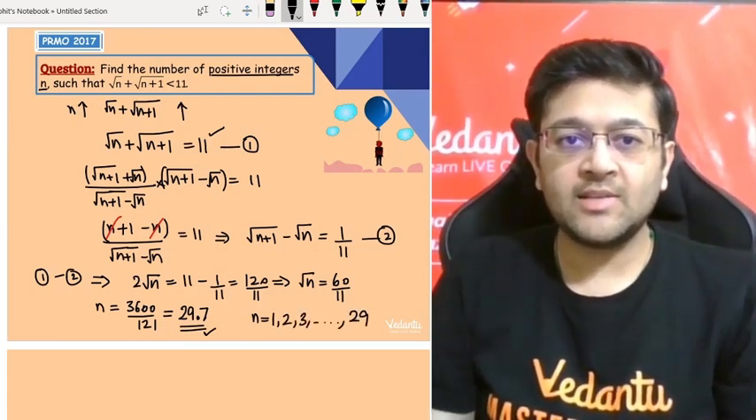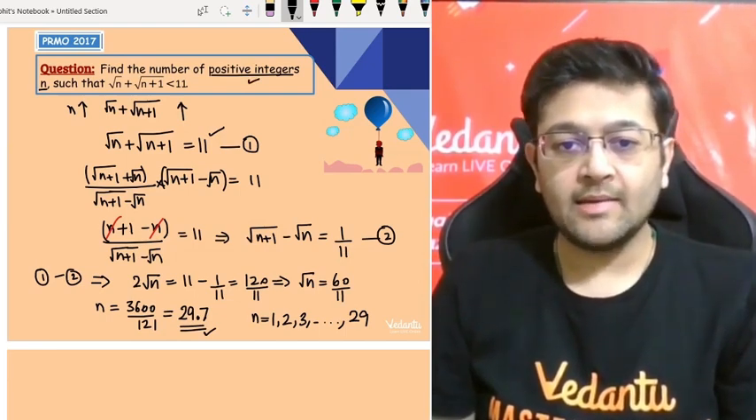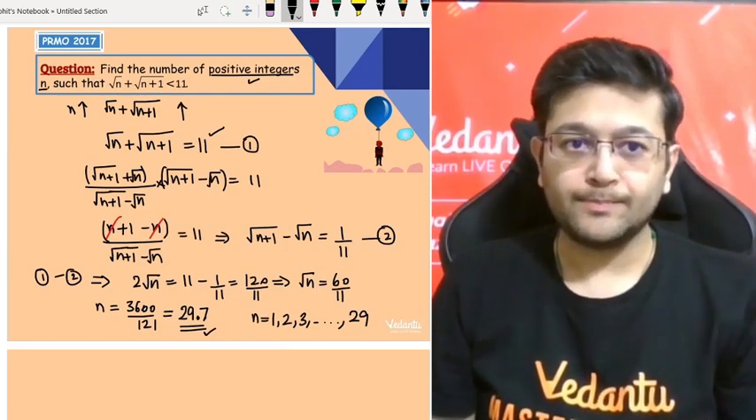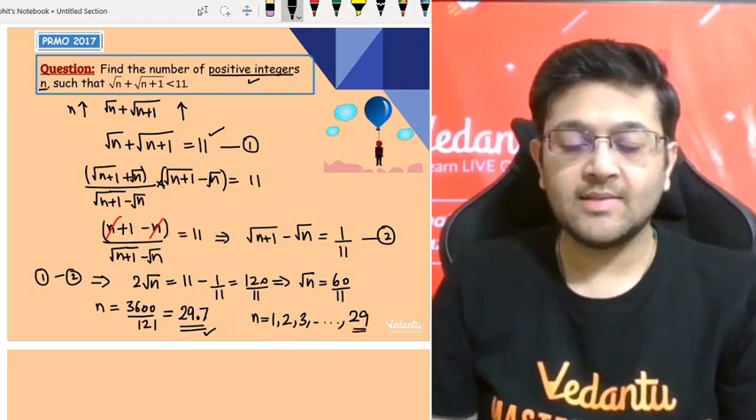Because n should be an integer, I cannot take 29.7. So I'll go up to 29. So the number of values is, as you can see, 29. So the answer will be 29 in this case.